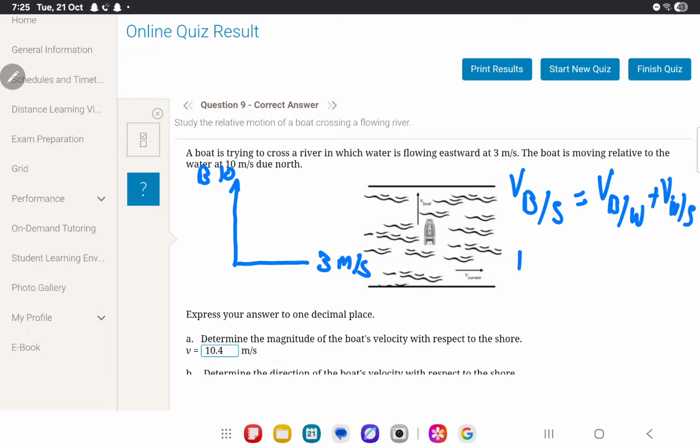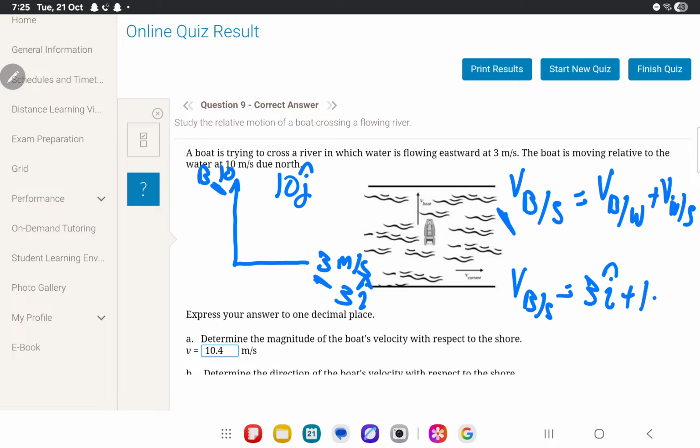Now for the magnitude, you're going to add i and j. That's essentially what we've been doing in the past relative velocity questions, but I'm skipping the step and going directly to the magnitude. Why? Because this is already in terms of j, 10j, and this is 3i. So V of B to S equals 3i plus 10j. Then you find the magnitude: the square root of 10 squared plus 3 squared gives you 10.4.